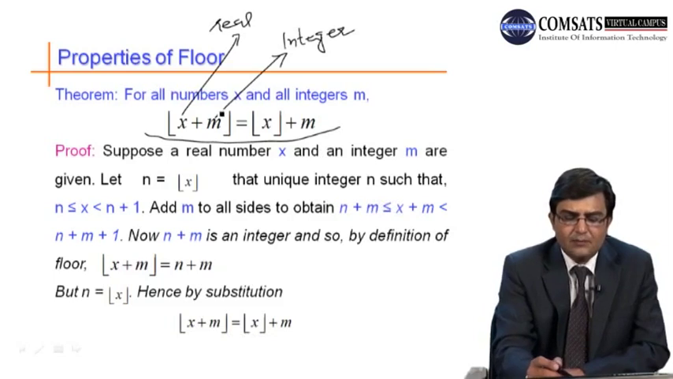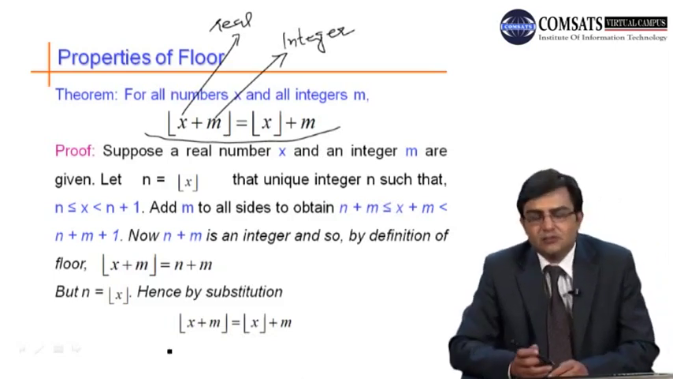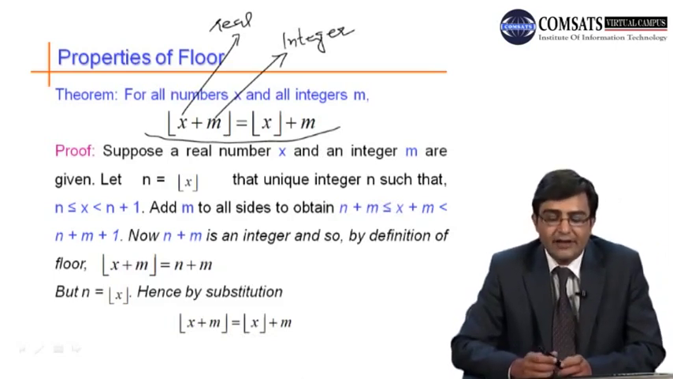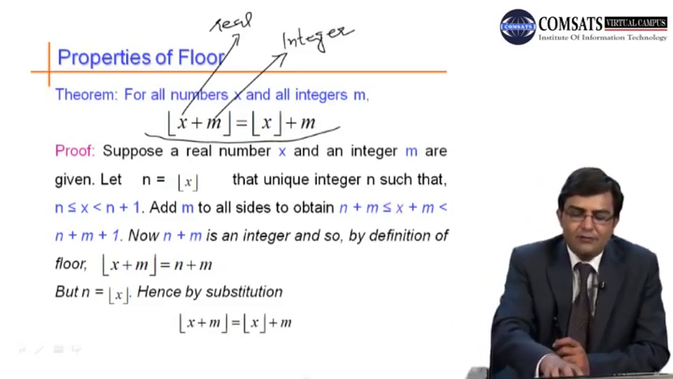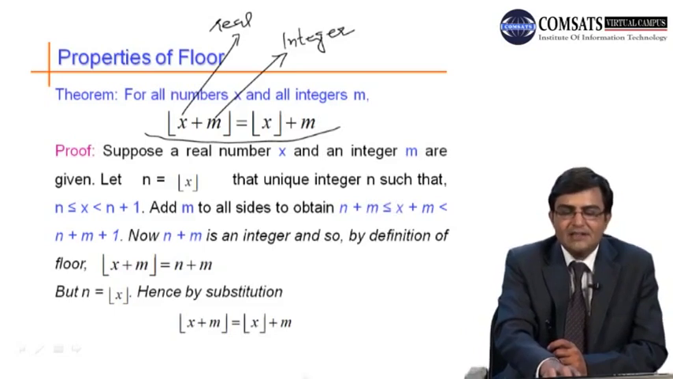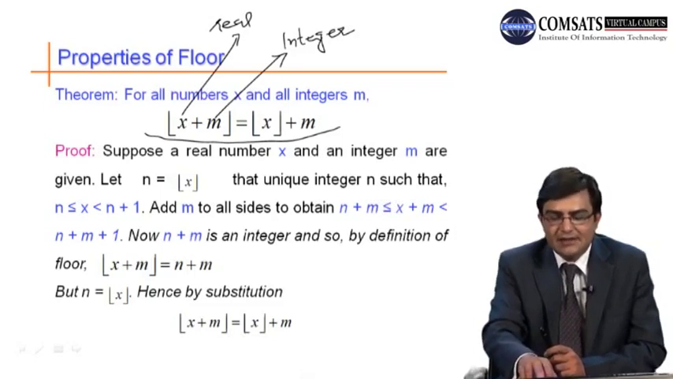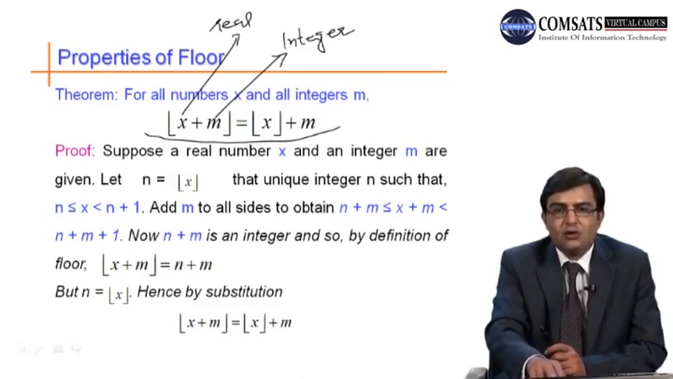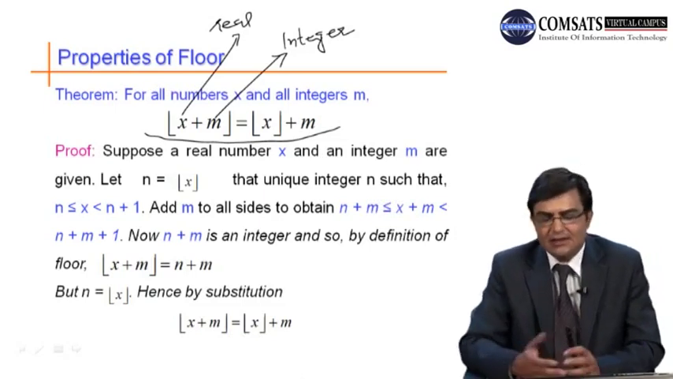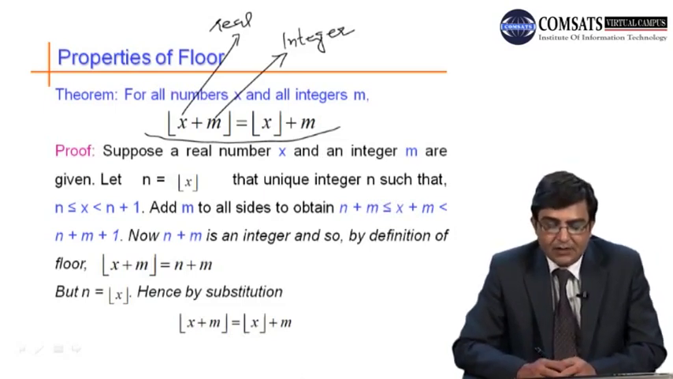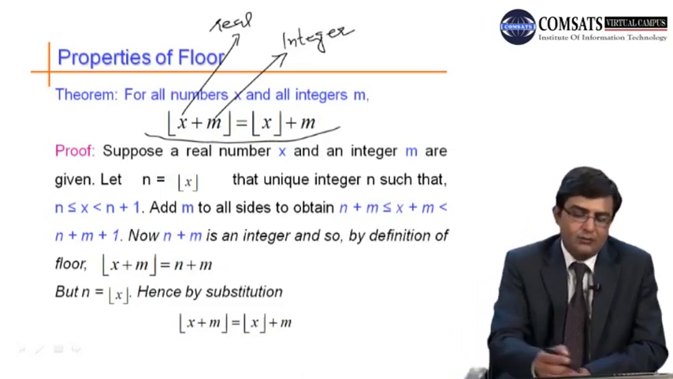We have already seen that the floor of an integer is the same integer. So if we apply floor on a real number plus an integer, the floor will not be applied on this integer, which will remain the same, but the floor will be applied only on x. So this is basically the idea in this property.